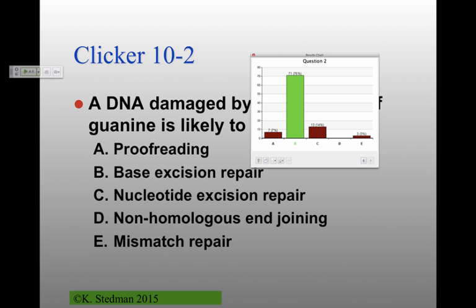You have a DNA glycosylase, which is exactly right, but what kind of DNA glycosylase? A DNA glycosylase that recognizes deaminated guanine specifically, like your uracil DNA glycosylase. So there are these particular enzymes which will do that and take care of it.